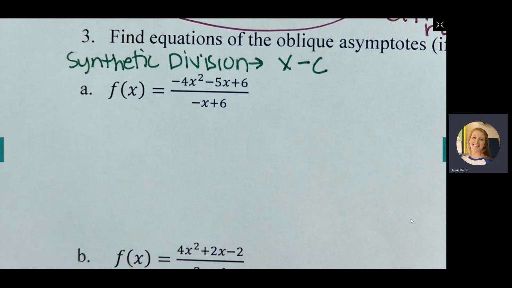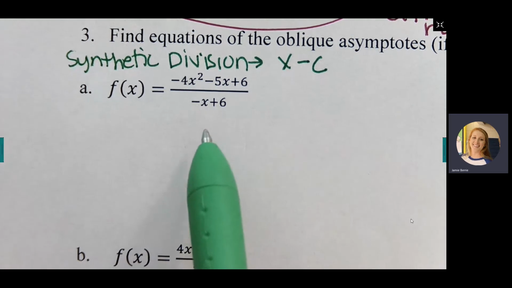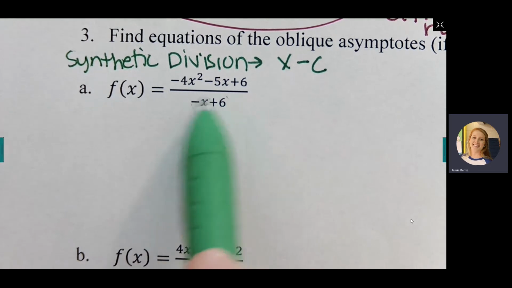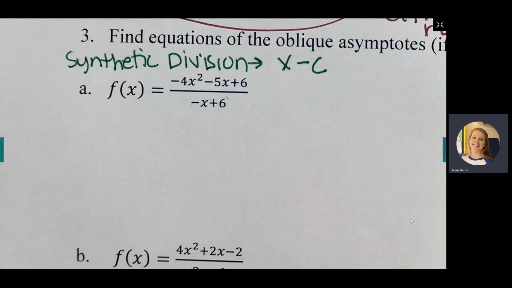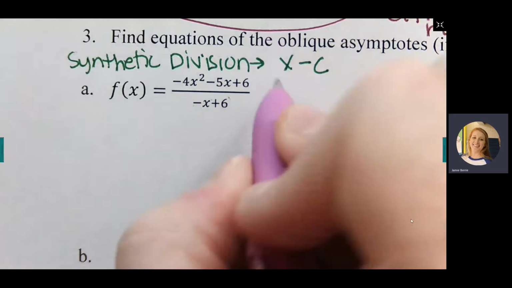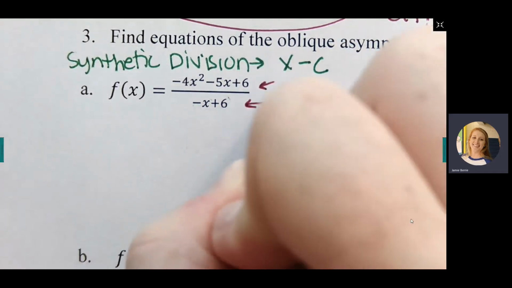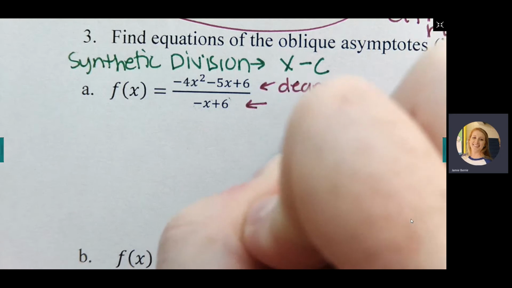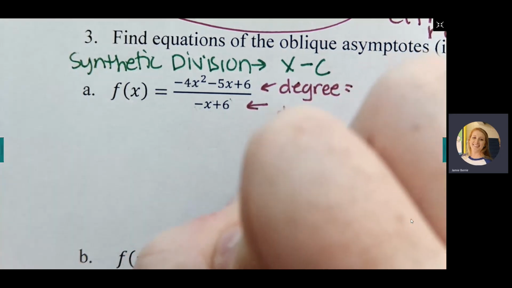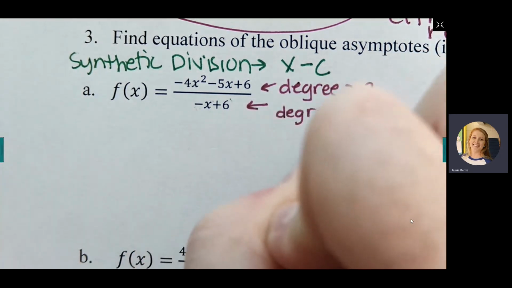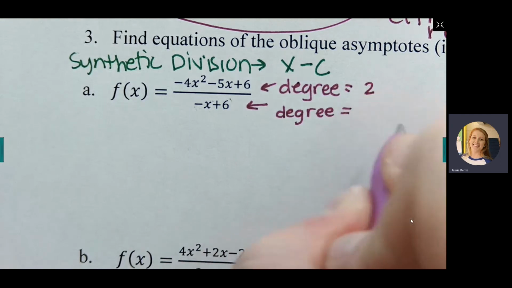All right, so our function here is f of x equals negative 4x squared minus 5x plus 6 over negative x plus 6. So right now our divisor is not in the correct form for us to do synthetic division. We'll have to make some adjustments there, but the first thing you have to check is the degrees of the top and the bottom. So don't forget, that's always your first step. What's the degree of the top? 2, and the degree of the bottom is 1.